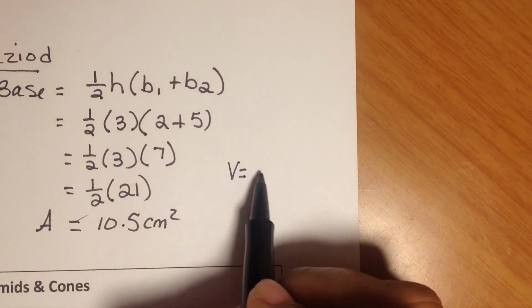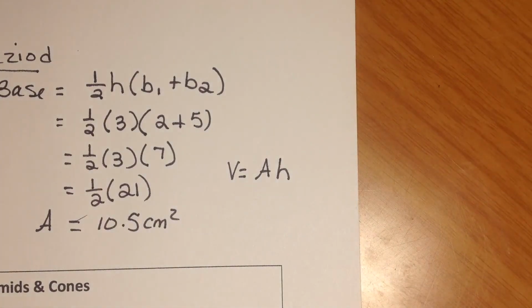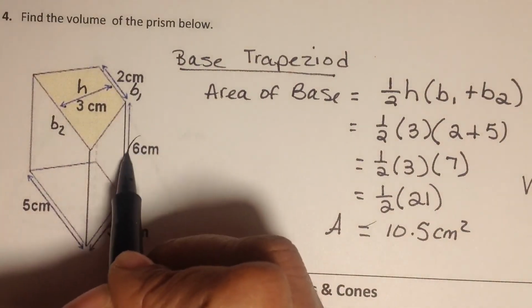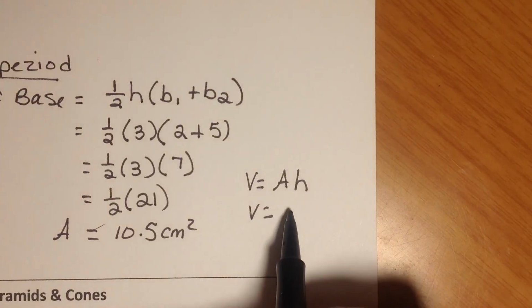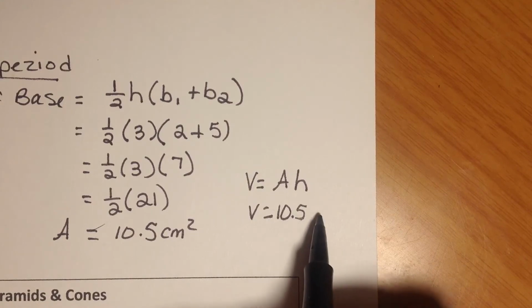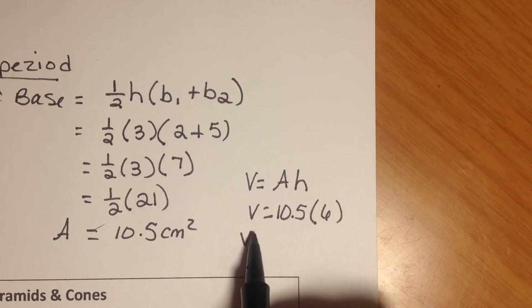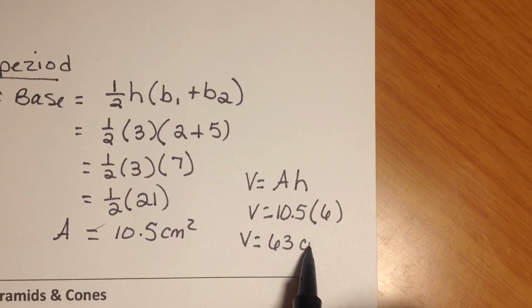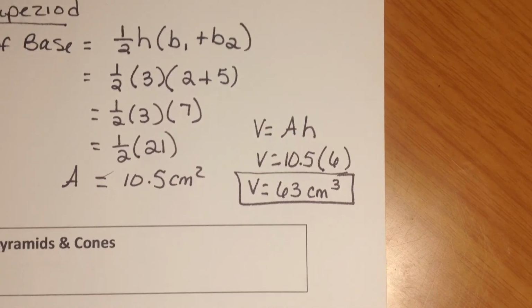Okay, I'm not done because I need to find the volume. So volume is equal to the area of the base times the height of the entire trapezoidal prism. And if I look over here, the height of it is 6 centimeters. So my formula says that volume is equal to the area of the base, which we found to be 10.5, times the height, which is 6. When I multiply that together, I find out that the volume of this trapezoidal prism is 63 centimeters cubed. Don't forget, volume is in cubic centimeters.